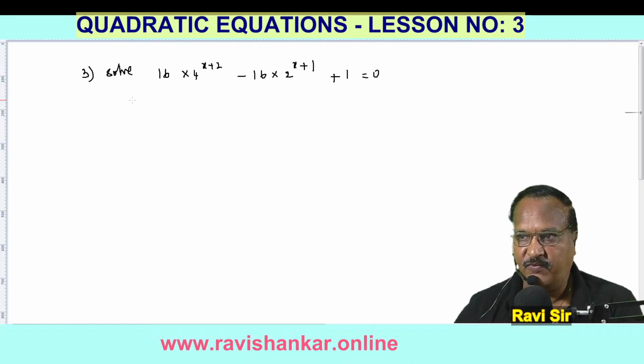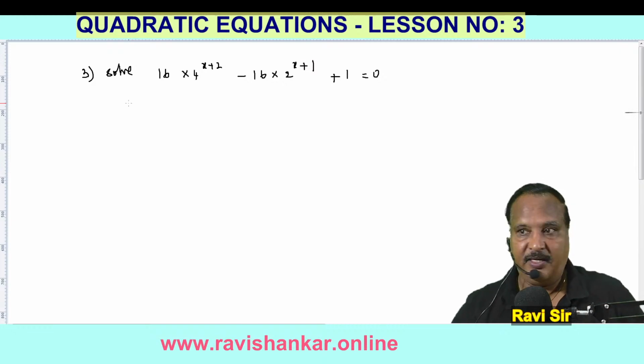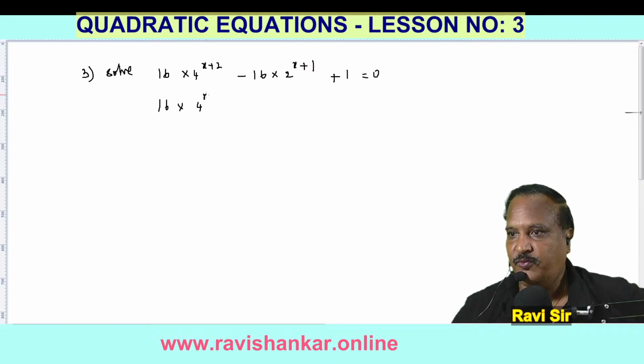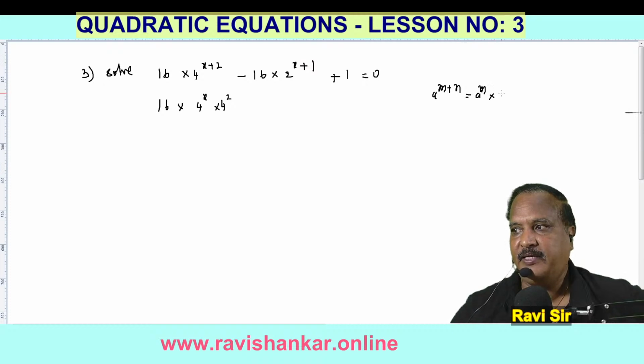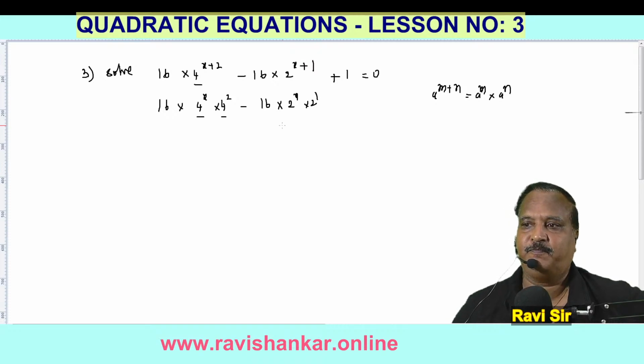Now this exponential we have to remove. So 16, there is no change, so this is 4 to the power of x into 4 square. Very simple. The formula a to the power of m plus n is equal to a to the power of m into a to the power of n. I have applied the same formula here. So I have split up this 4 to the power of x plus 2 like 4 to the power of x into 4 square. And this 16 I will write like this: 2 to the power of x into 2 to the power of 1.